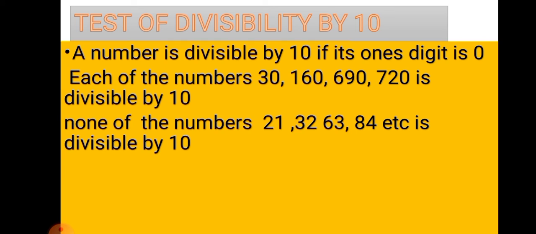Test of divisibility by 10. Children, this is very easy. A number is divisible by 10 if its ones digit is 0. Each of the numbers 30, 160, 690, 720 is divisible by 10 because the last digit is 0. So none of the numbers 21, 32, 63, 84 etc. is divisible by 10.